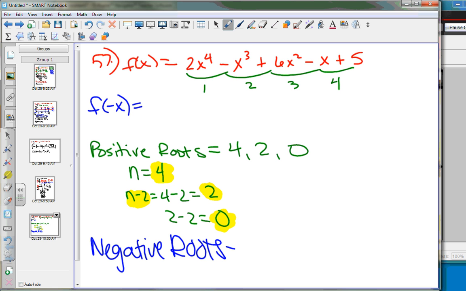So does it affect the quantity? No. So I have an even power, so it stays 2x to the 4th. I have an odd power, so instead of minus x cubed, I'm going to have plus x cubed. I have an even power, which is x squared, so I keep it. I have an odd power, so it changes to plus, and then the constant comes down.